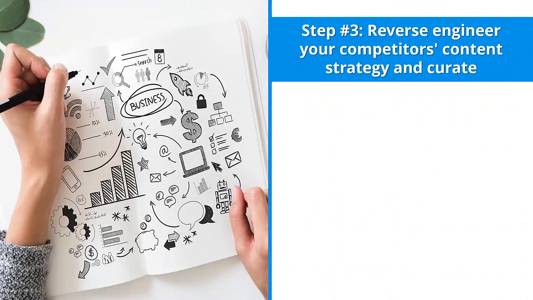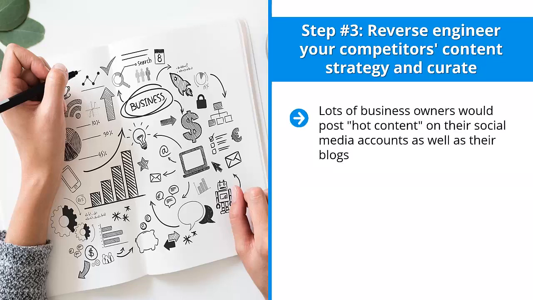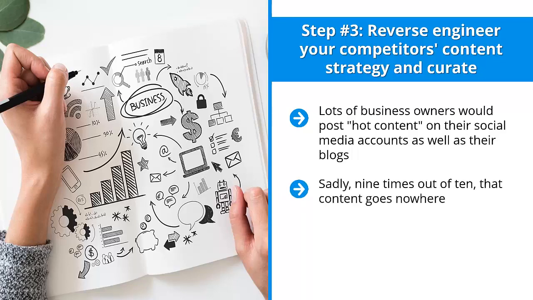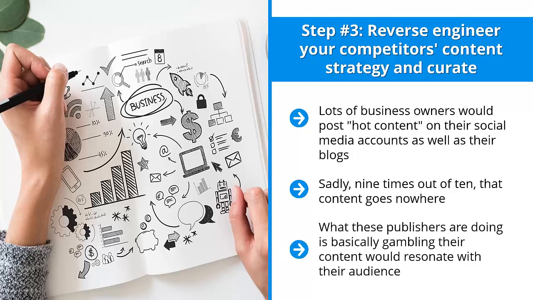Step number three, reverse engineer your competitors' content strategy and curate. Lots of business owners would post hot content on their social media accounts as well as their blogs. Sadly, nine times out of 10, that content goes nowhere. People don't click on it, share it, comment, or otherwise engage. What these publishers are doing is basically gambling that their content would resonate with their audience. Don't do that. Instead, pay attention to what your competitors are doing and look for patterns.